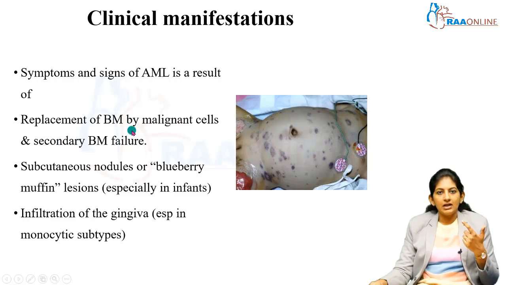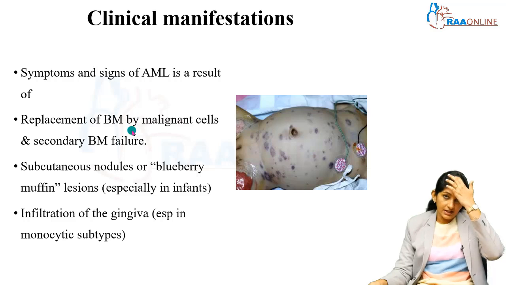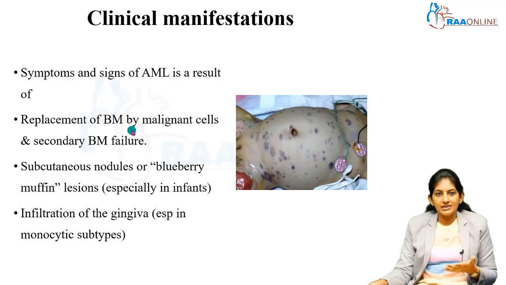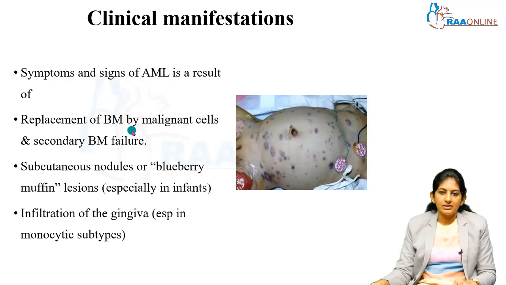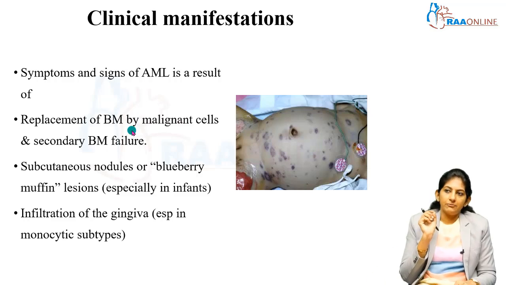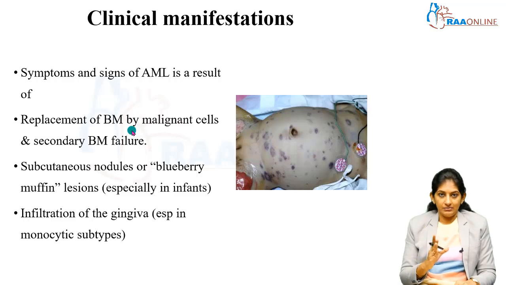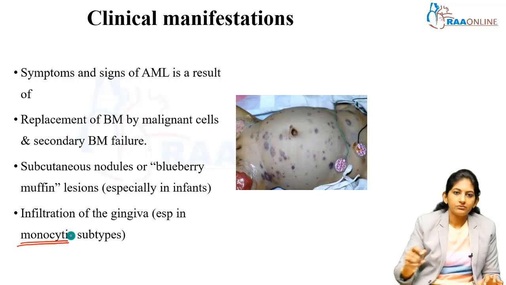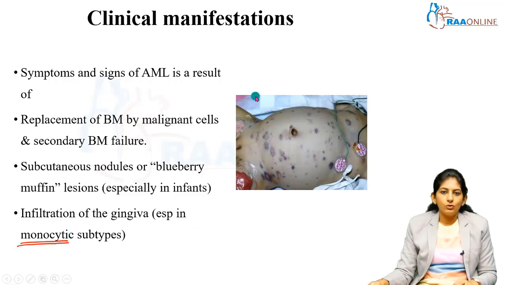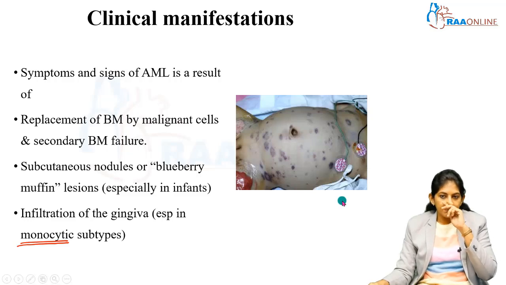So they can present as anemia, thrombocytopenia, increased blasts, so decreased normal looking WBCs, and there is an increased blast count on the peripheral smear. Certain features are very typical for AML which you don't see in ALL. One such is gingival infiltration, which is mostly seen in the monocytic subtype of AML. Of course, the blueberry muffin tumor, that is subcutaneous nodules, especially seen in infants.